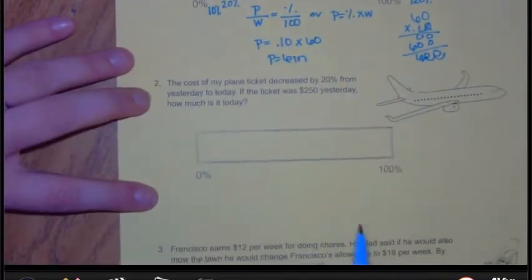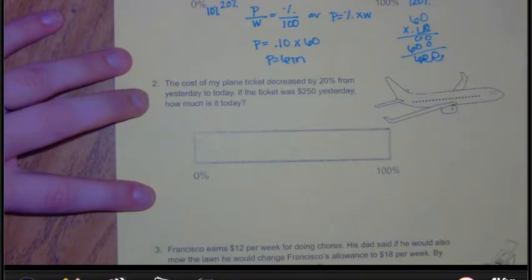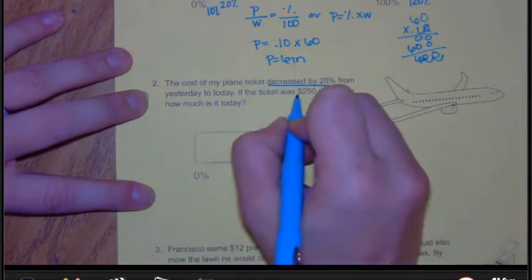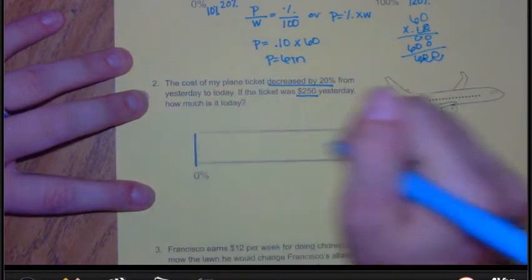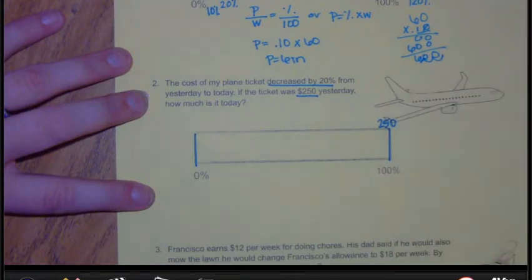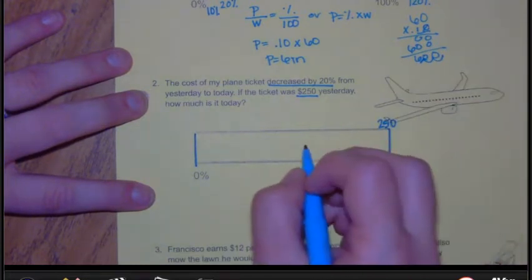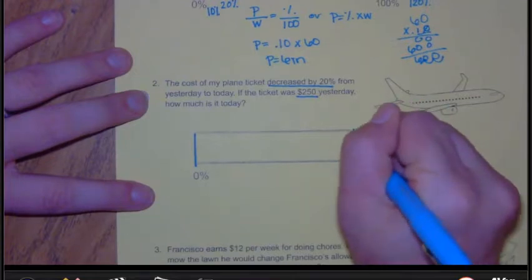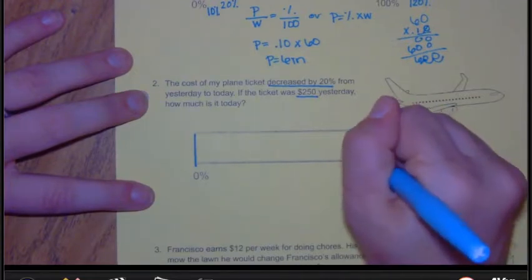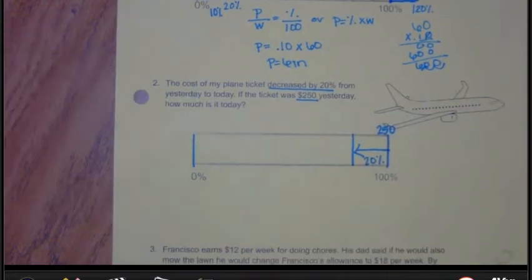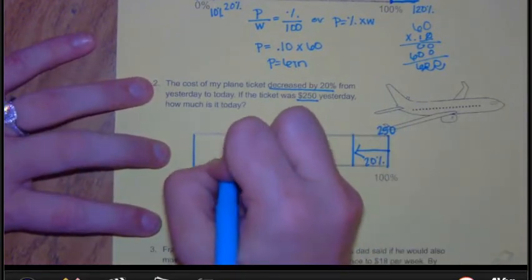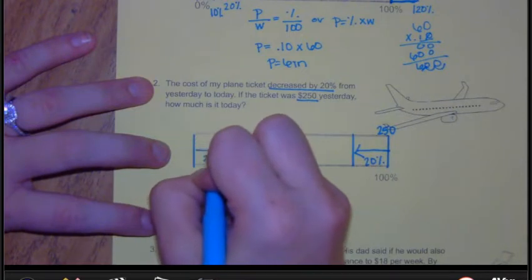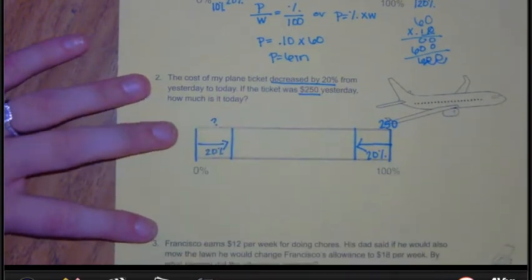Okay. All right, let's look at number 2. The cost of a plane ticket decreased by 20% from yesterday to today. If the ticket was $250 yesterday, how much is it today? Okay, so yesterday, I'm at $250. I'm decreasing, so that means I'm going backwards. I'm taking away 20%. Well, in order to take away 20% of 250, I need to know, what is 20% of 250? That's what I need to start and find.